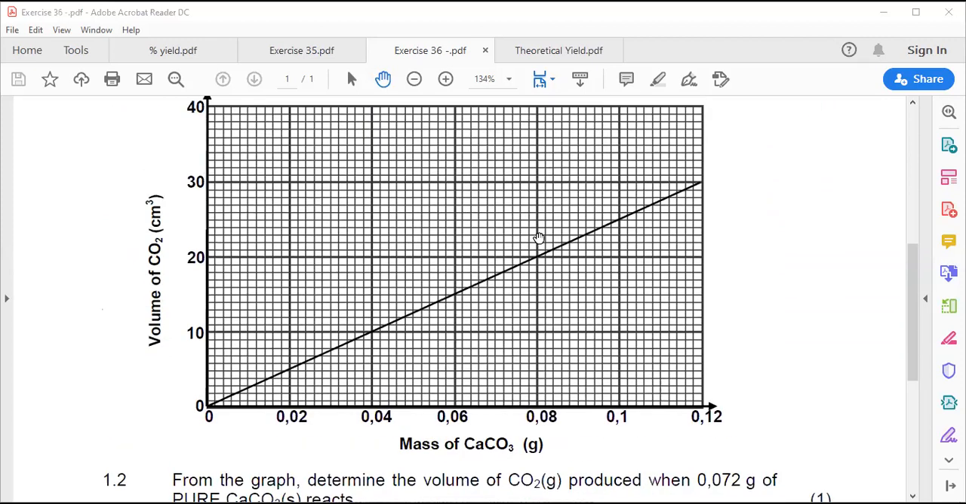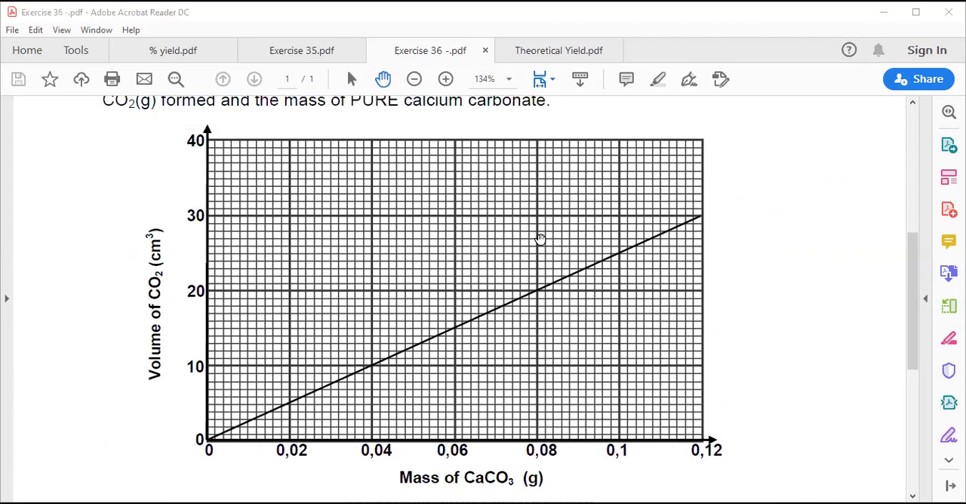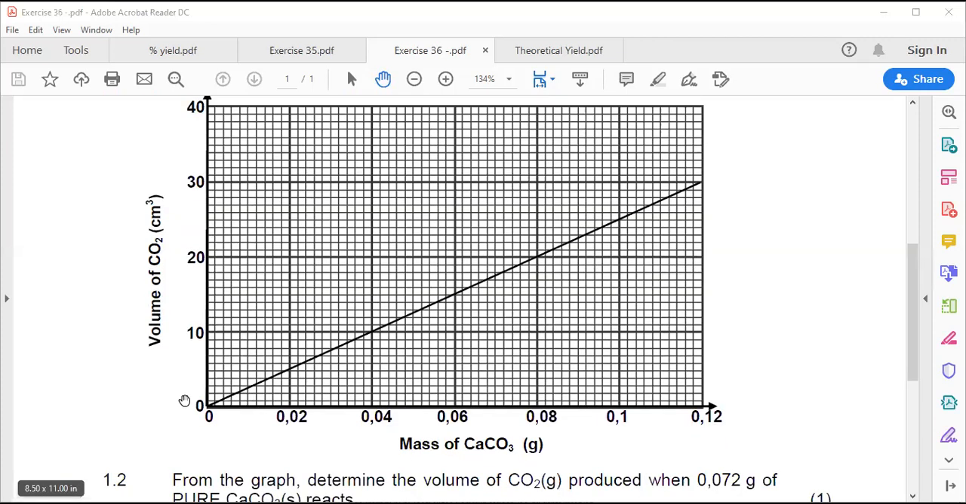All right, so whenever you're given a graph, you need to study the graph and understand what is happening here. You need to know what your independent variable is. An independent variable is the variable that you find on the x-axis. So what is our independent variable here? It's the mass of calcium carbonate. What is our dependent variable? It is the amount or what you get on your y-axis. So your volume of carbon dioxide becomes your dependent variable.